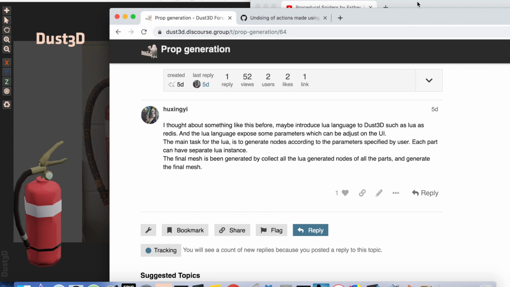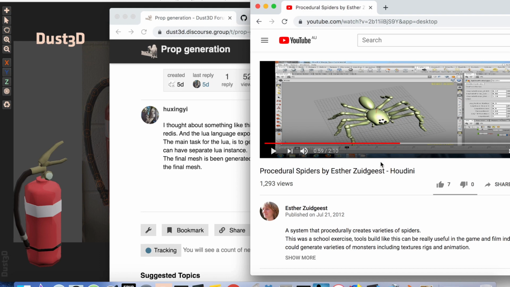There is a video posted by Esther Zuidgeest, talking about how a procedural spider is generated according to the parameters she implemented in Houdini. This feature could be useful not only for generating trees and grass, but also for generating variations for animals.